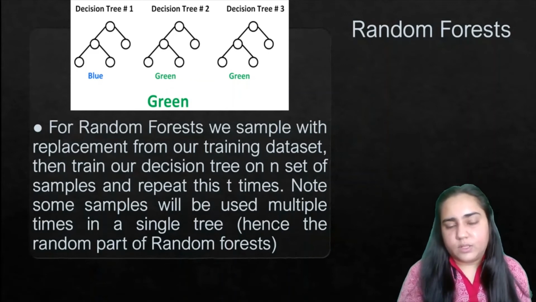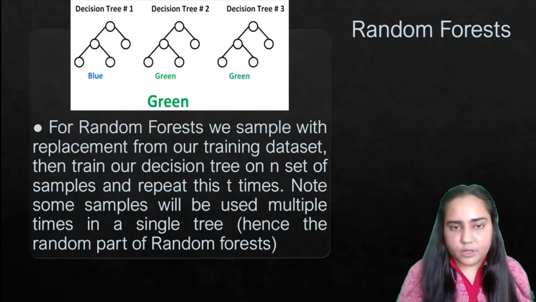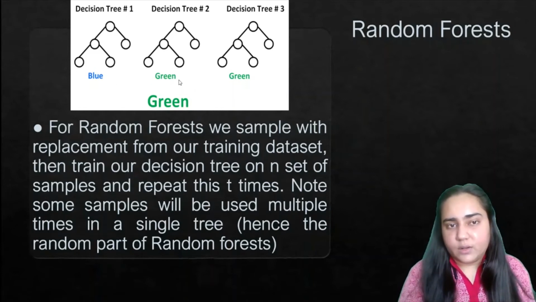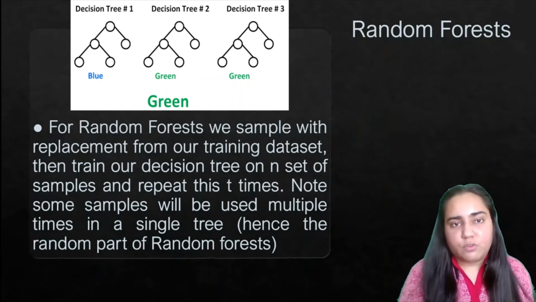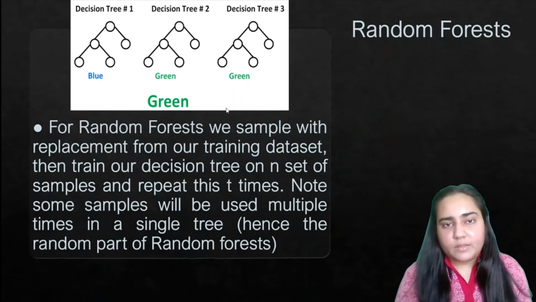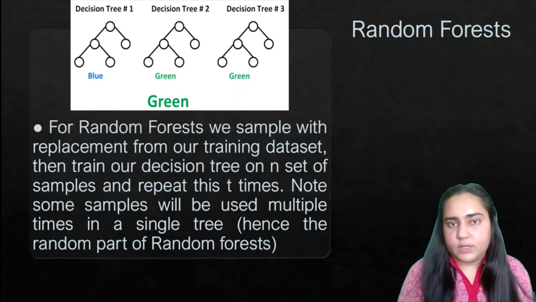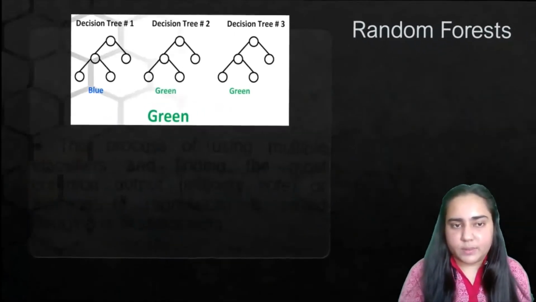Once I have picked some data points, my sample is ready, then I'm going to perform the decision tree algorithm on this sample and create a decision tree. So let's say this is my first decision tree. Now, what do I do for the second one? For the second one, once again, I'm going to pick some data points at random and generate another decision tree, and so on. So you're going to do that for a set of n samples and repeat this t times. And once that is done, all you have to do is ask everybody to cast a vote. So how does that happen?